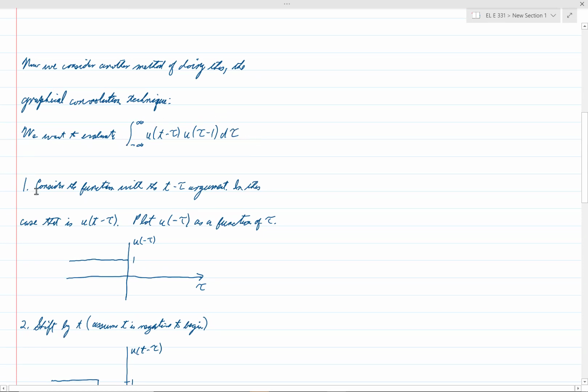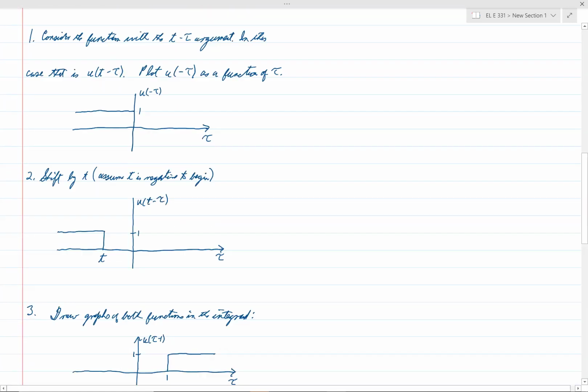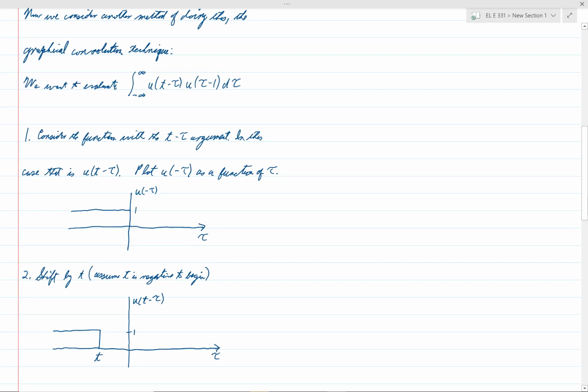But what we're going to do, we have 3 steps in this graphical convolution technique. So let's look at what they are. Okay, what we're going to do in step 1 is look at the function that has the t minus tau argument, which in this case is u of t minus tau. And so we're going to plot part of that function. We're not going to worry about t at first. We'll just plot the u of minus tau as a function of tau. Okay? So u of minus tau looks like this as a function of tau. And that's all you have to do for step 1.